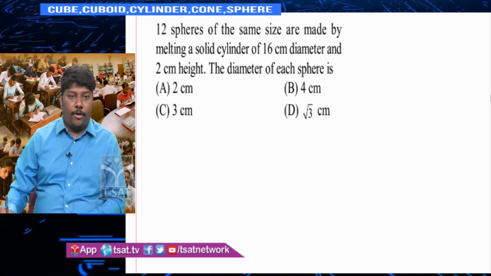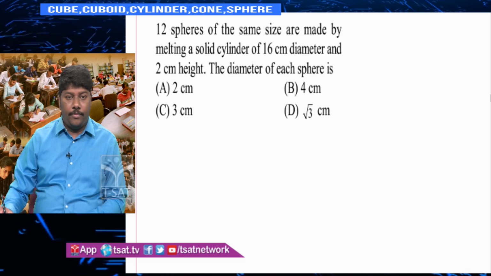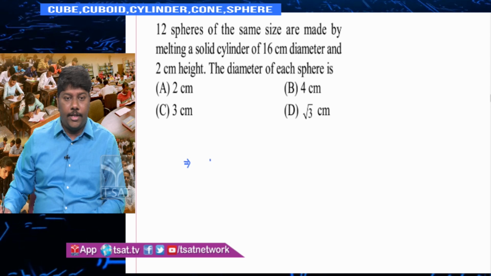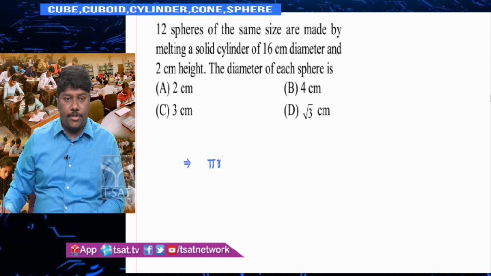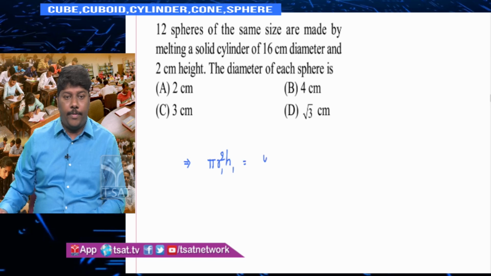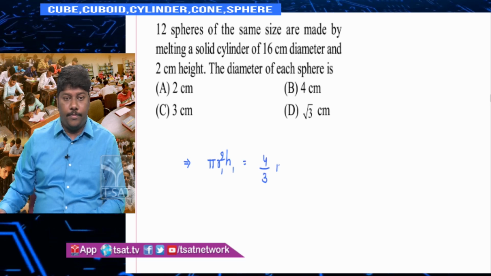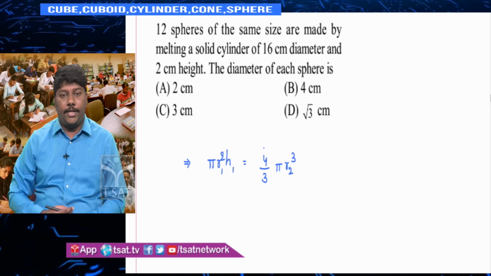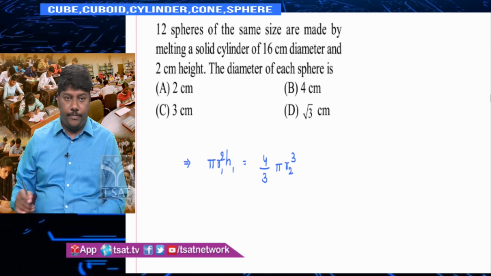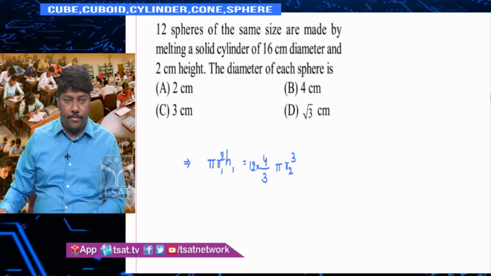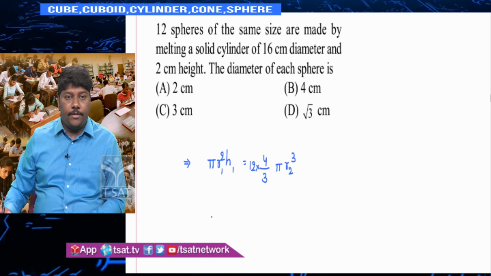When you are melting and forming it, just simply remember that you have to equate their volume. Volume of cylinder is what? Pi r square h. Let it be r1 h1 is equal to 4 by 3 pi r2 cube. Now here r1 h1 are for cylinder, r2 is for sphere. Now you are forming 12 spheres, right? So into 12. Pi pi cancel.